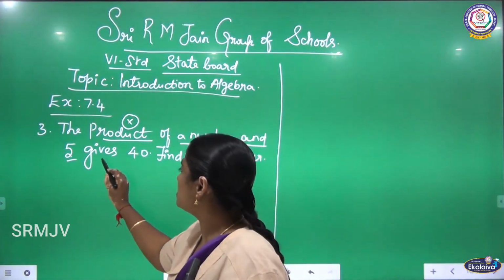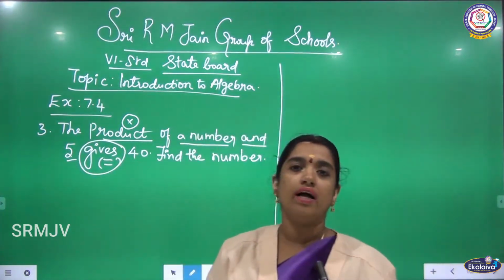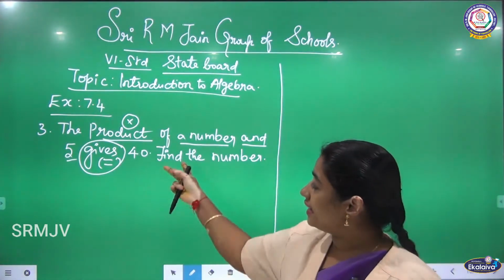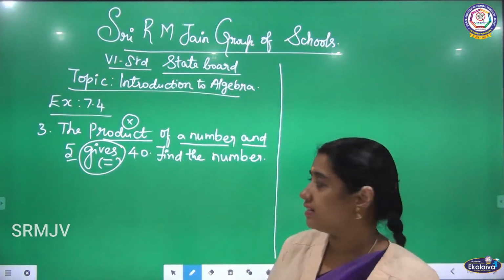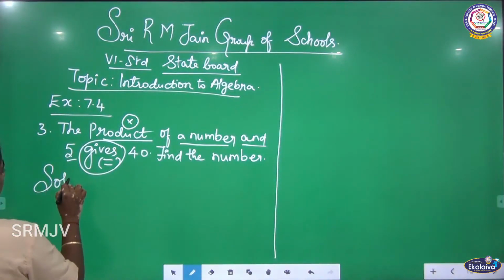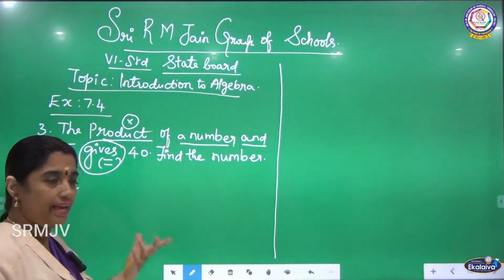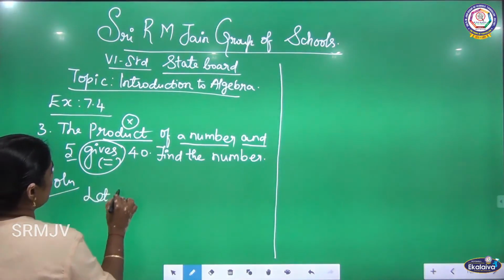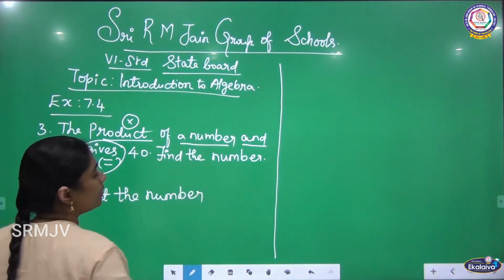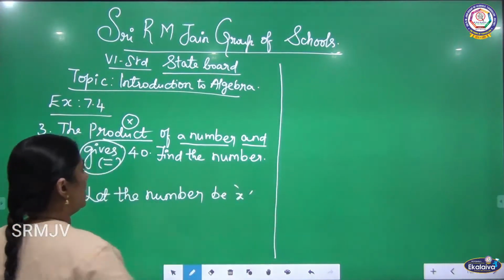The product of a number and 5 gives 40. Gives in the sense which is what? Equal. Gives means equal. When I multiply a number with 5, I can get what? 40. I can get a 40. Is it clear, children? Listen. I have to assume, let the number be what? X. Let the number be X. That unknown number I am going to find out here.